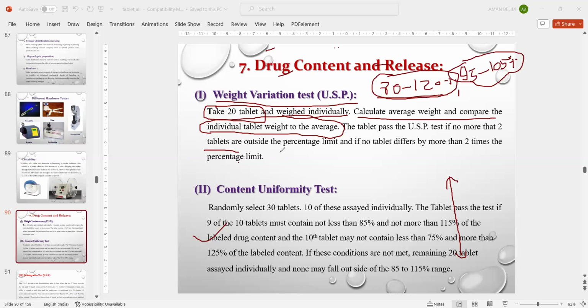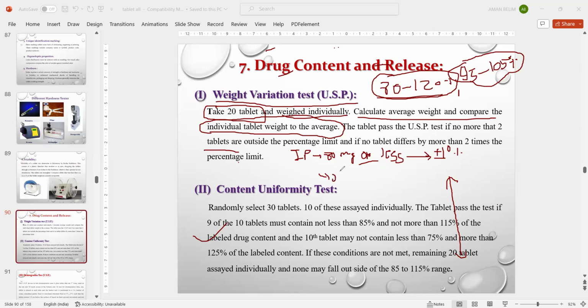But in terms of the weight of the tablet, according to IP, this is for the USP. According to IP, if it is up to 80 mg or less, what will be the allowed variation in the weight? Yes, it is 10%. Plus or minus 10% variation is allowed if it is 80 mg or less.